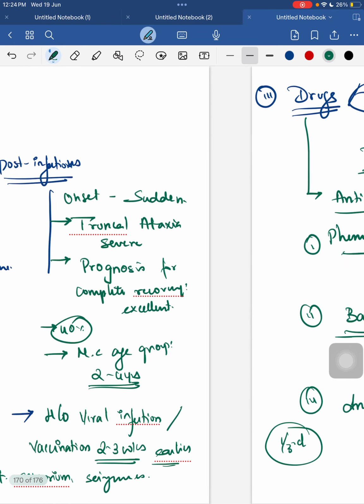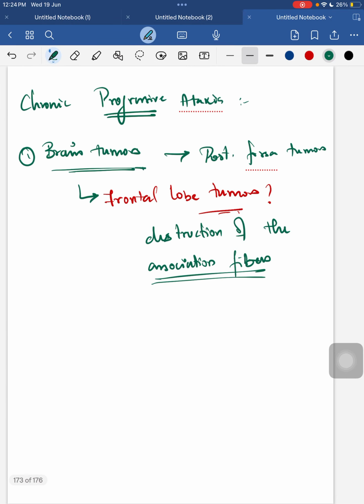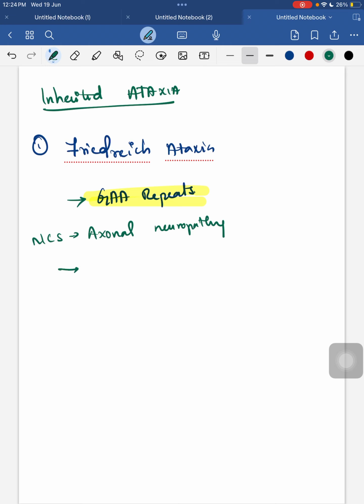Here you can give amantadine or fluoxetine. This fluoxetine may help the loss of balance and the impaired speech.